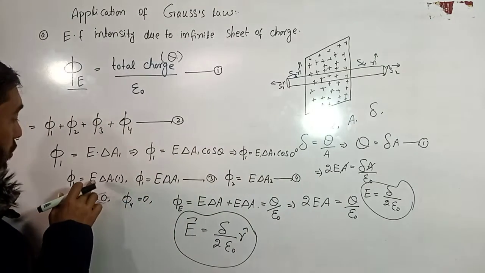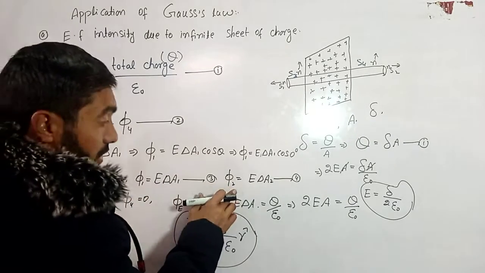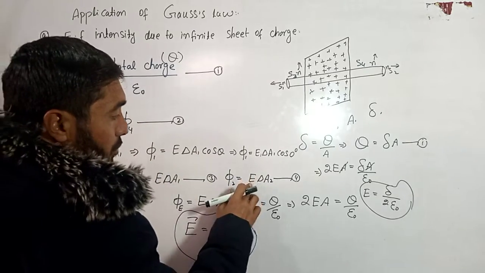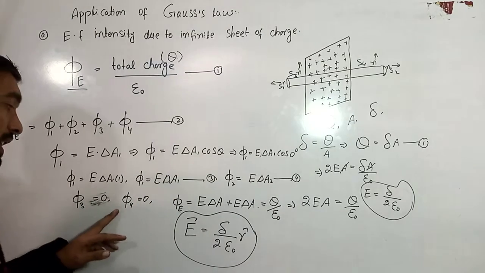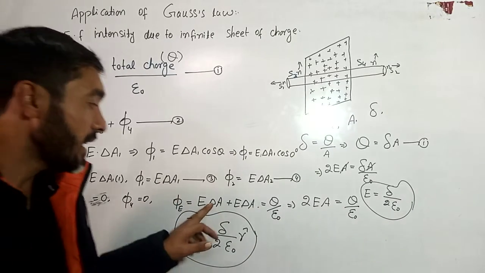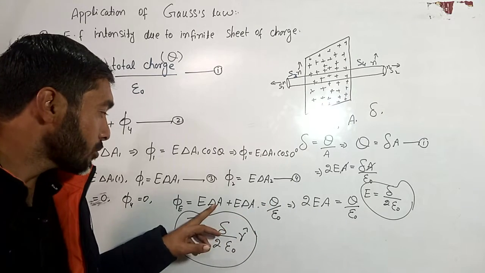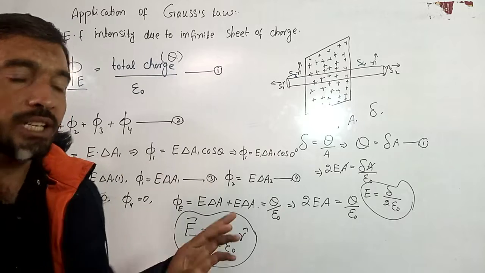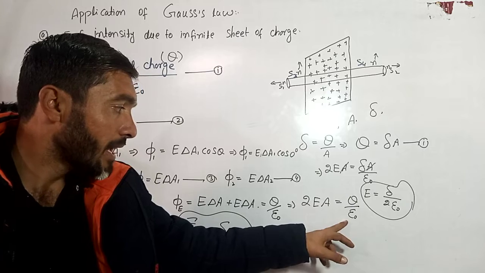So phi 1 is equal to E dot delta A1, which is E delta A1 cos theta. Here the angle between the electric field lines and the surface direction is 0, so phi 1 is equal to E delta A1. Phi 2, similarly, is equal to E delta A2. Phi 3 is equal to 0 as well as phi 4 is equal to 0. So phi E is equal to E delta A plus E delta A. A1 and A2 are also surfaces, so without subscript we can use A. So 2EA is equal to Q divided by epsilon naught.